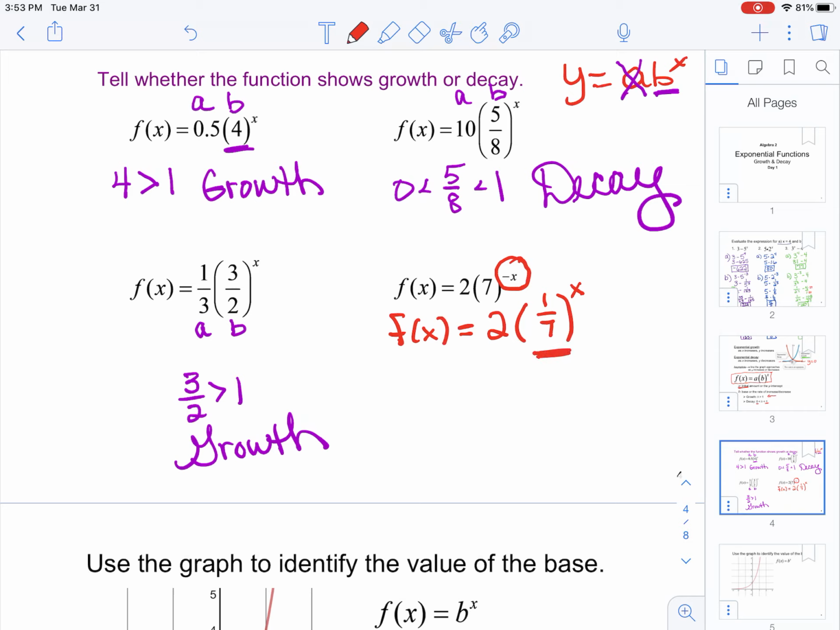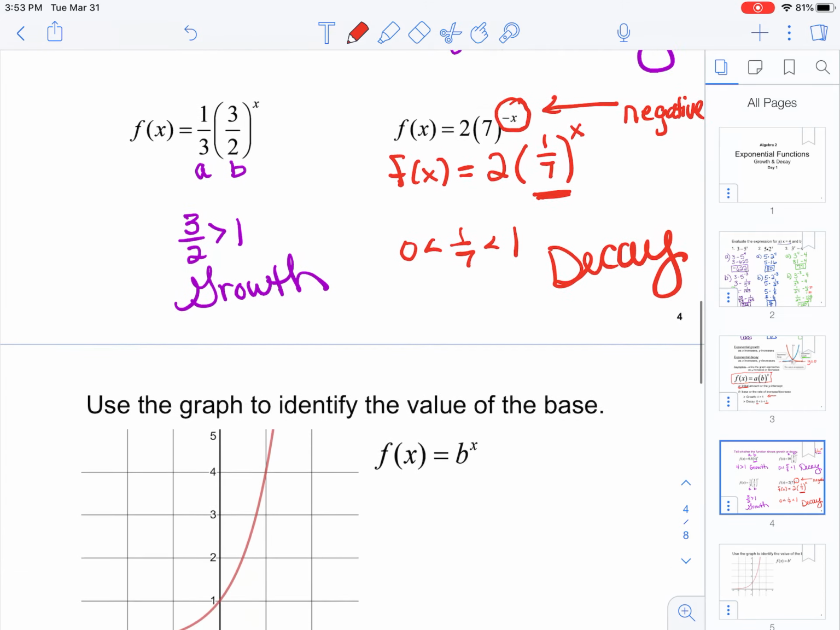So now we're looking at the 1/7 as my b value. So 0 is less than 1/7, which is less than 1. So this is actually a decay. Watch the tricky problem with that negative exponent.